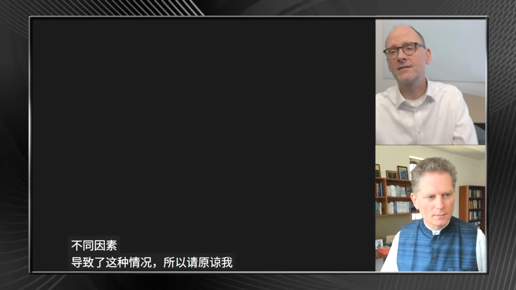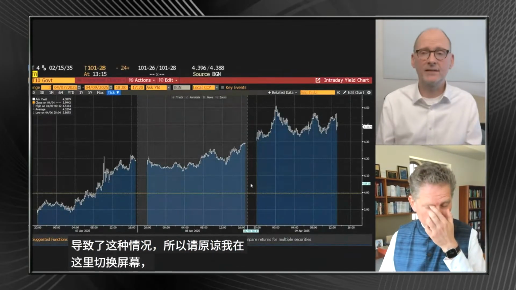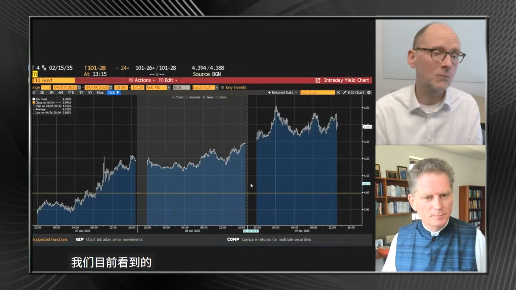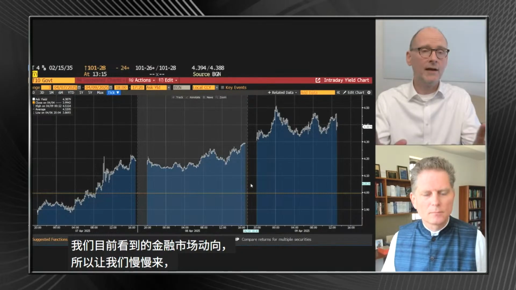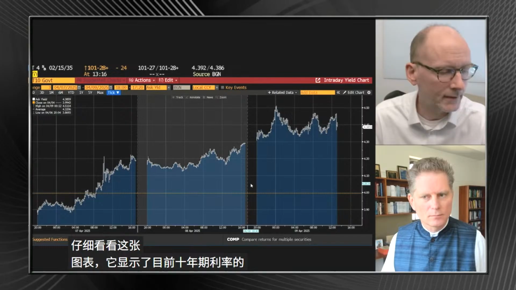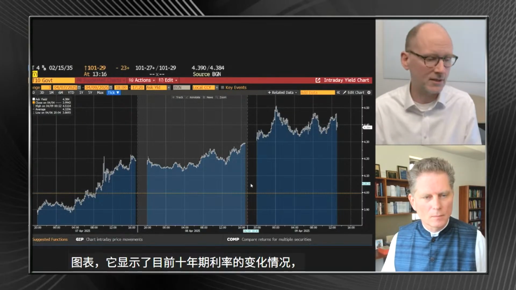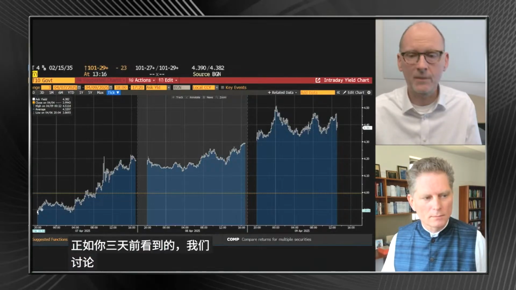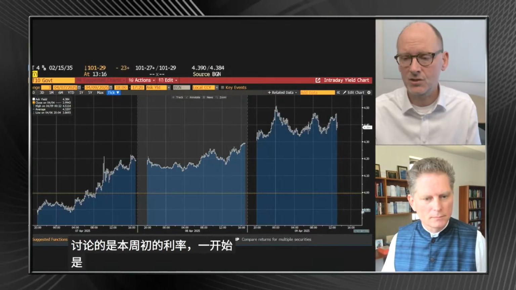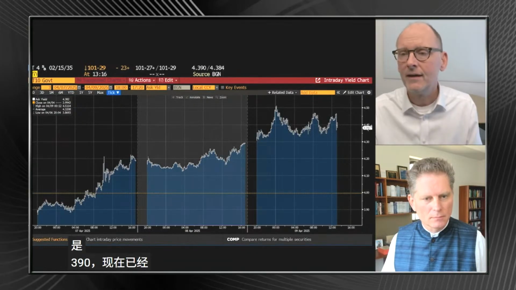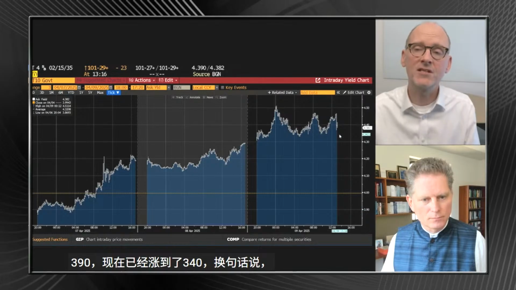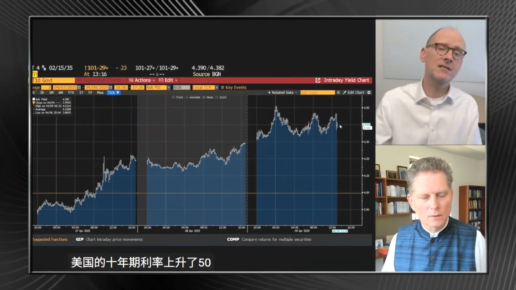So forgive me for this switch in screen, but this is very important, just in real time, to take a look at the movements in financial markets that we're seeing at the moment. So let's do this slowly and look at this very carefully. This chart shows you what is happening with 10-year interest rates at the moment. As you can see, 3 days ago, at the beginning of this week, interest rates started out at 390, and now we are up to 340. In other words, we have had a 50 basis points increase in 10-year interest rates in the US.